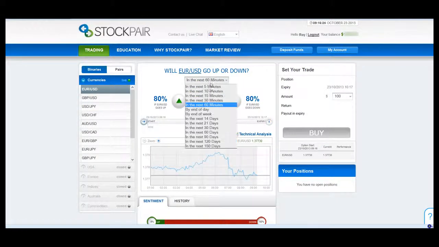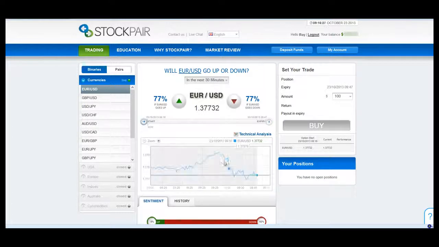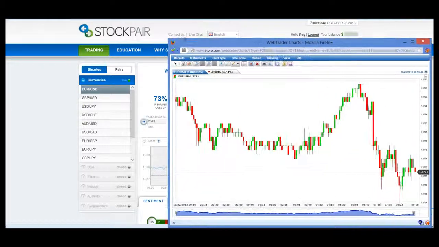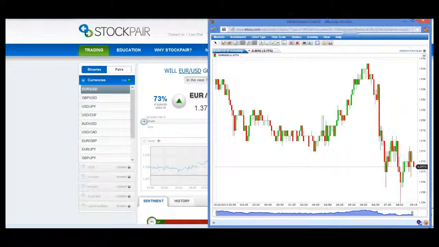Now, even if I look at a really short graph like what Stockpair offers, it's much more limited than what I can see using eToro, because this is a real proper bar graph. Now, all the trading I do today, I do through these types of graphs. You can't rely on anything else.